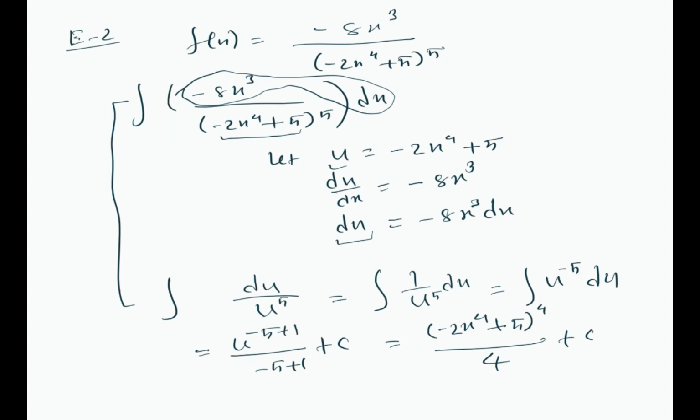Sorry, I forgot to put this negative sign. Here we have a negative sign. So if we want to rewrite it again, we can write it this way: minus (-2 times x to the power 4 plus 5) all to the power 4 divided by 4, plus c.